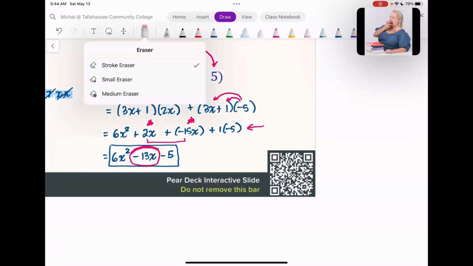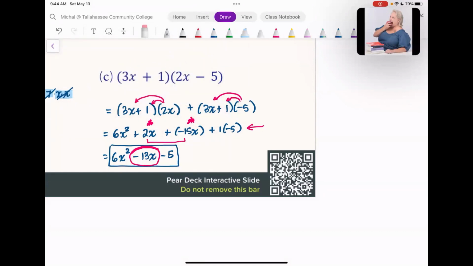When I'm done factoring, I'm going to end up with an expression that looks like this. It will be a product of simple terms that have no common factors in them. 3x and 1 have no common factors. 2x and minus 5 have no common factors. So when I am done factoring this trinomial down here, I am going to get a product of numbers and grouping symbols.